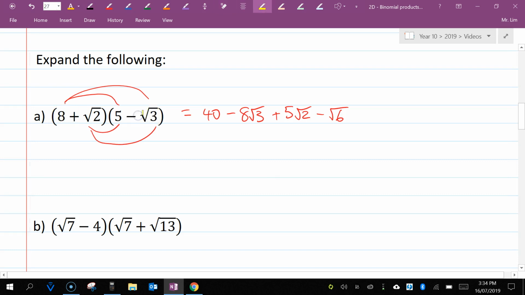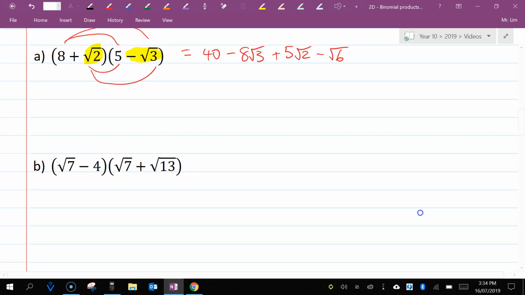Again, with root 2 times 5. The 5 is not underneath the surd, but the 2 is. So it becomes 5 root 2. And with the root 2 times minus root 3, they are both under the square root sign. So 2 times 3 is 6, so we can multiply them like that.